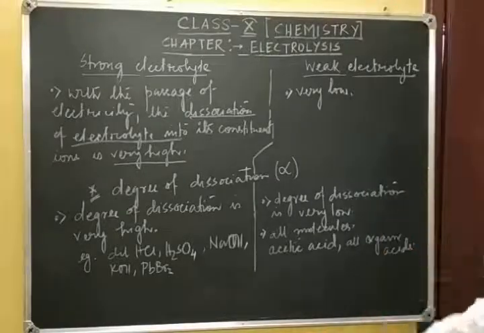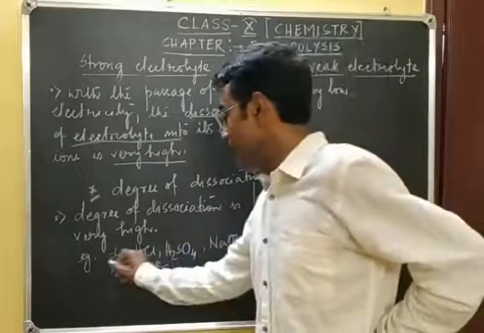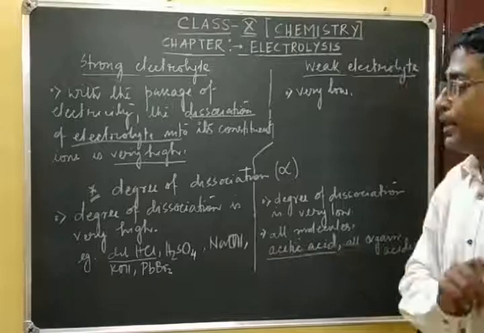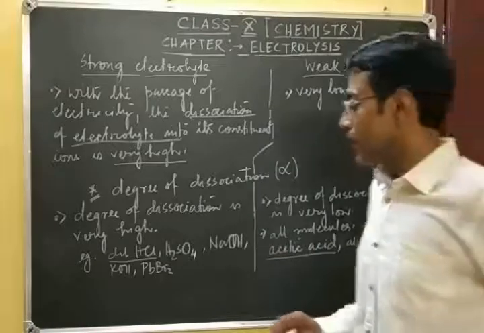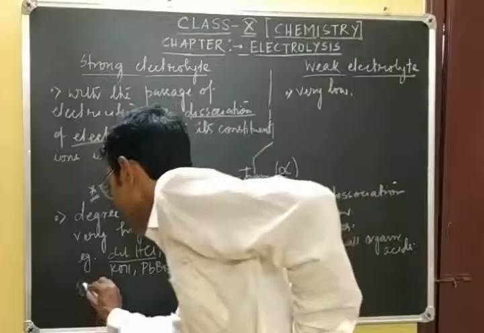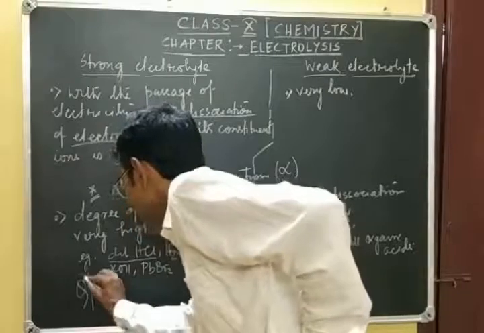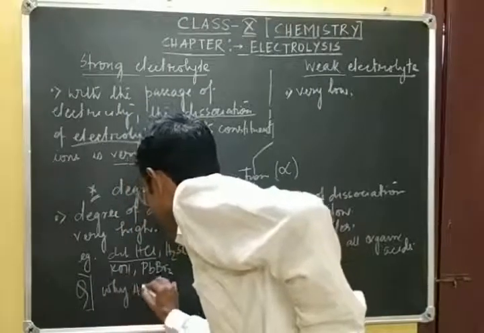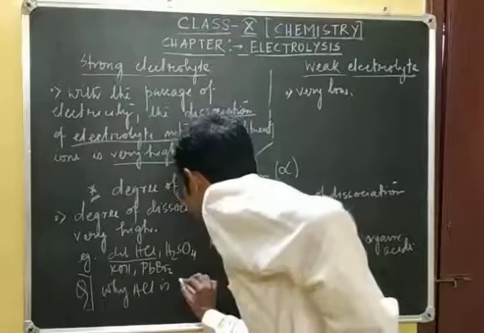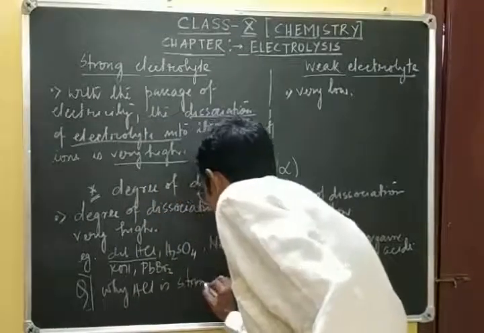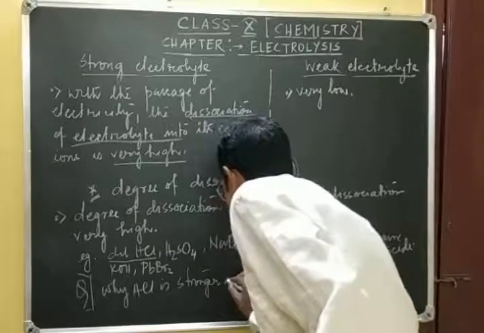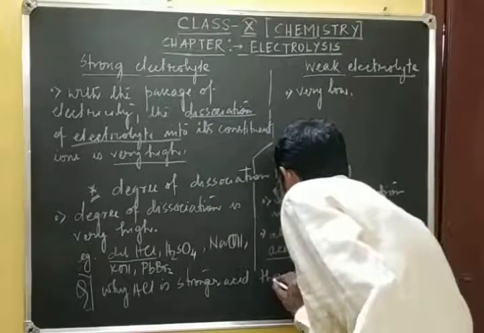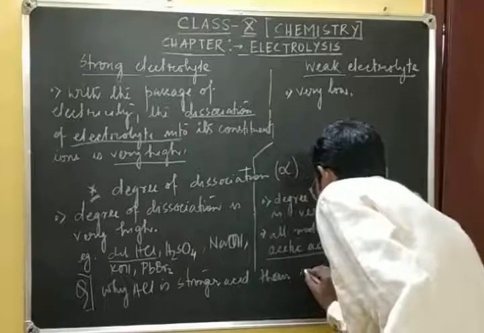So they can give you this type of question: why HCl is a stronger acid than acetic acid. So I am writing a question here. This is from your ICSE. Why is HCl a stronger acid than acetic acid?